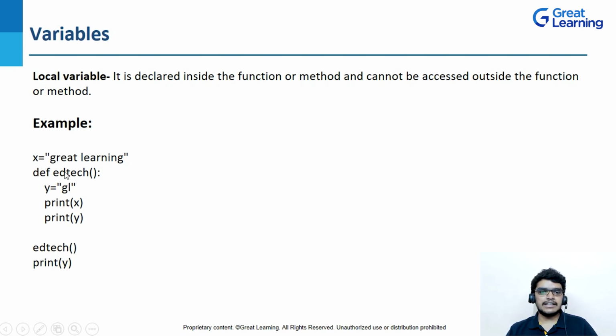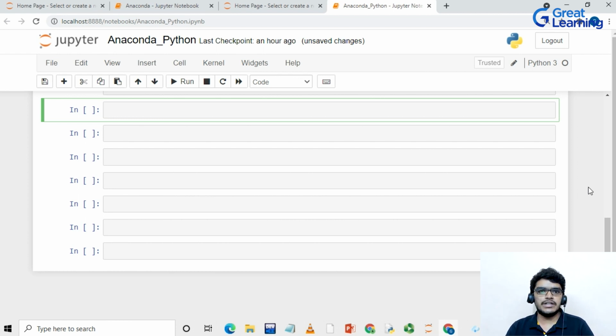I will call this edtech. Now it will see y is equal to GL, so it will print great learning from the global variable as well as GL. Now, if outside the function you write print y, you will get an error because we can access a local variable only inside the function itself. So now let's see a local variable in a coding example.